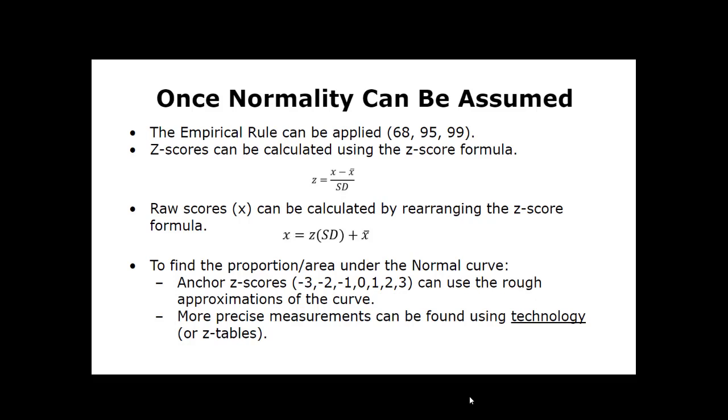If you wanted to find proportions or areas under the normal curve, you can use the anchor z-scores to make very rough approximations of the curve. If you wanted more precise measurements, you need to use technology or z-tables, which we don't use in this class, in order to find those more precise measurements.